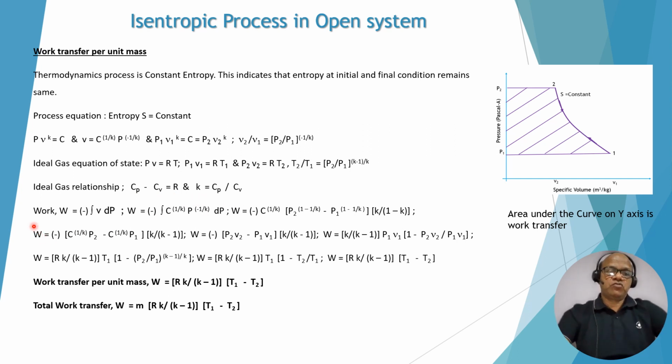So work done is equal to minus VdP. After putting all the details, you can get W is equal to R into K upon K minus 1 into T1 into (1 minus (P2 by P1) to the power (K minus 1) upon K). In temperature form it can also be written W is equal to RK upon K minus 1 into (T1 minus T2). So this is the work transfer, and for the total work transfer, just multiply with mass. This is shown on the PV diagram for the work.